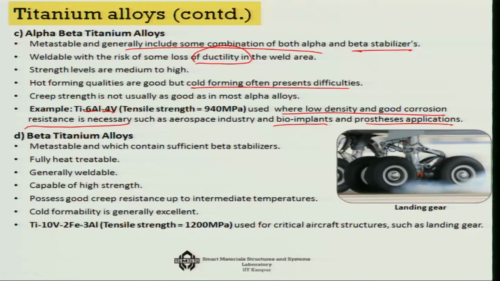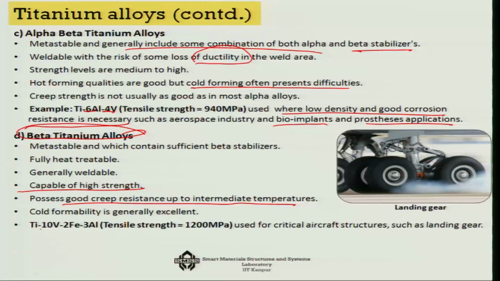Finally, the important one is the beta titanium alloys, okay. And this one is fully heat treatable, generally weldable. It is actually capable of high strength, and also it possesses very good creep resistance, okay, up to quite a high temperature, and cold formability is generally excellent.